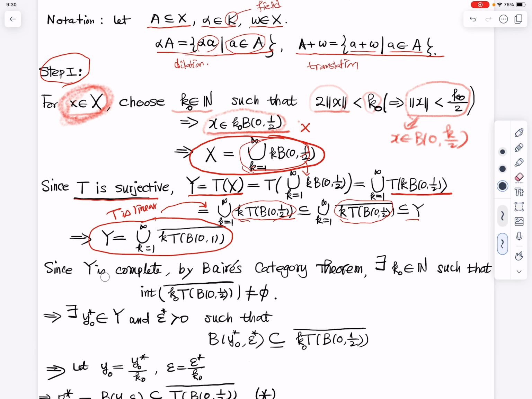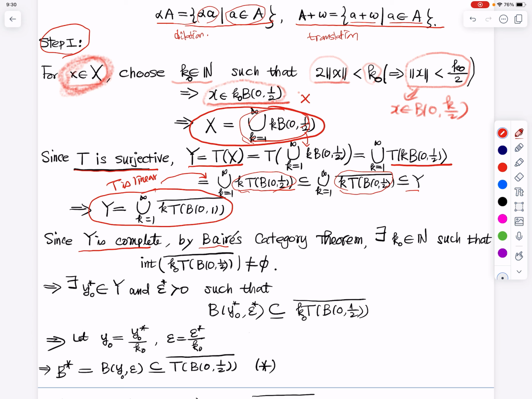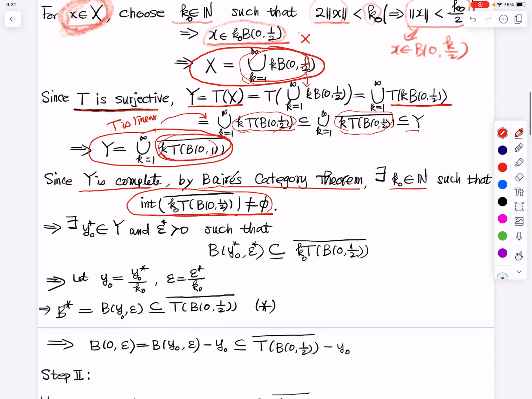And then we know that Y is complete. Then we apply the Baire category theorem. Then there exists k0, a natural number, such that the interior of this set, because it is already closed, is non-empty. This is the most important theorem, the Baire category theorem. By the way, an interior set is always open. The interior is an open set, and this is non-empty.